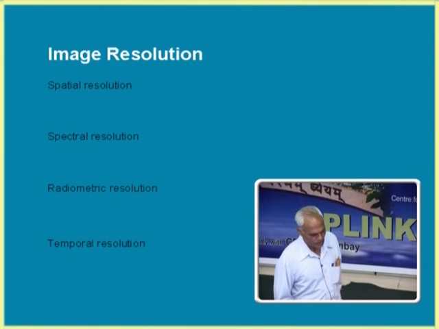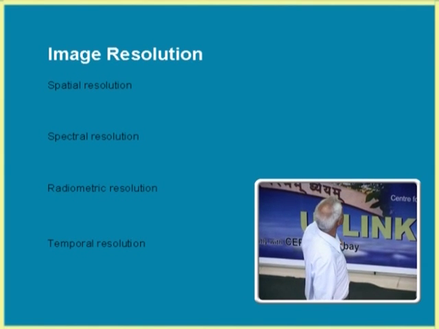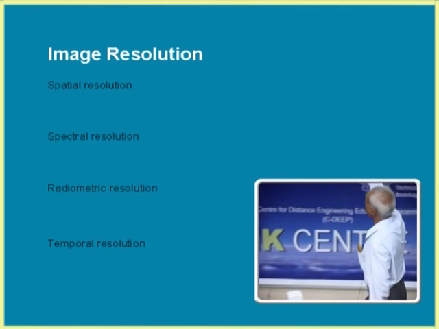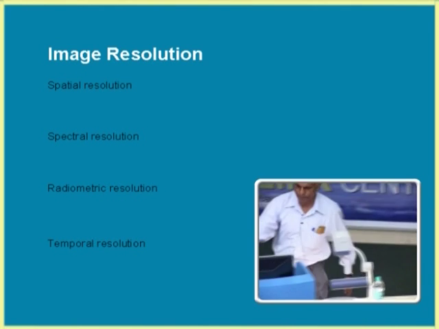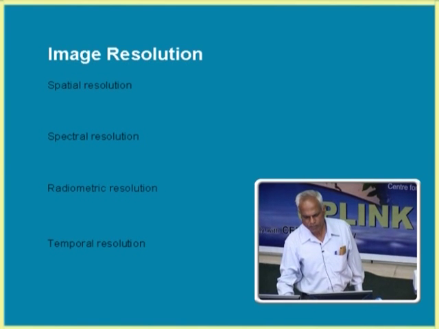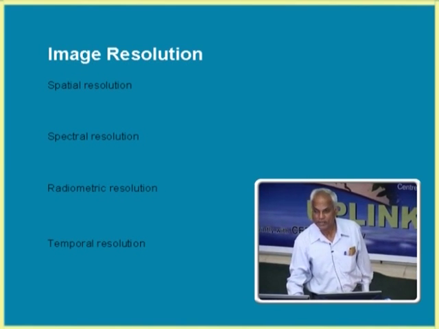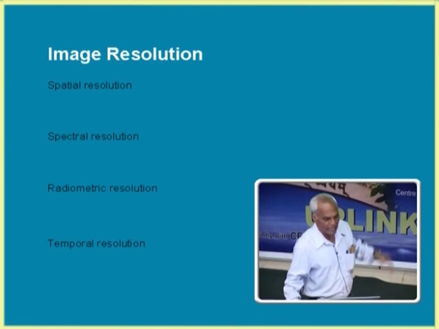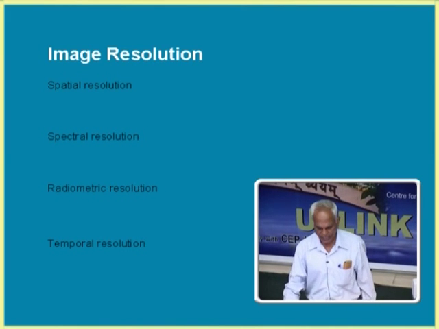Okay, these are about resolutions. How does it scan? Earlier scanning was spectral. The beam, that visible spectrum, is split up into various bands of blue, green, red and all that. And it used to scan across track. Of course, it has its problems.